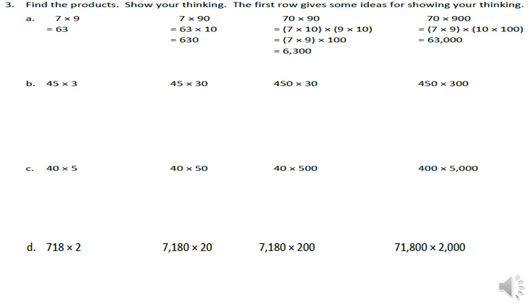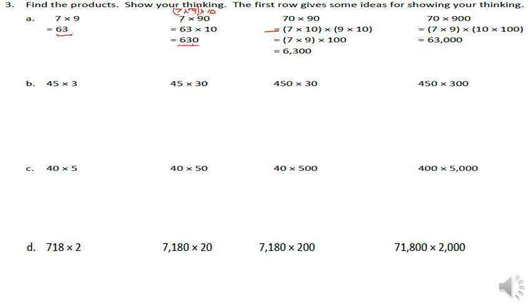Question 3 is asked to define the product. Show your thinking. The first row gives some ideas of how to show your thinking. Because basically this is showing 7 times 9 is 63. So we know 7 times 90 equals 63 times 10. And basically all they've done is 9 times 3. They decoded it. Because if you were to decode this, you would go 7 times 9 times 10. And that means 7 times 9 would be 63 times 10, gives us 630.